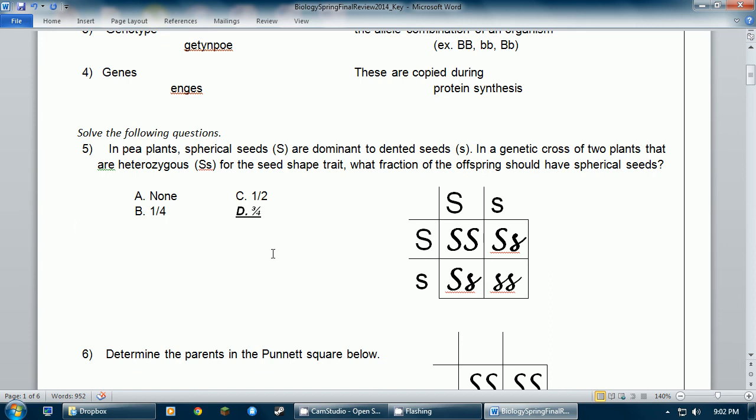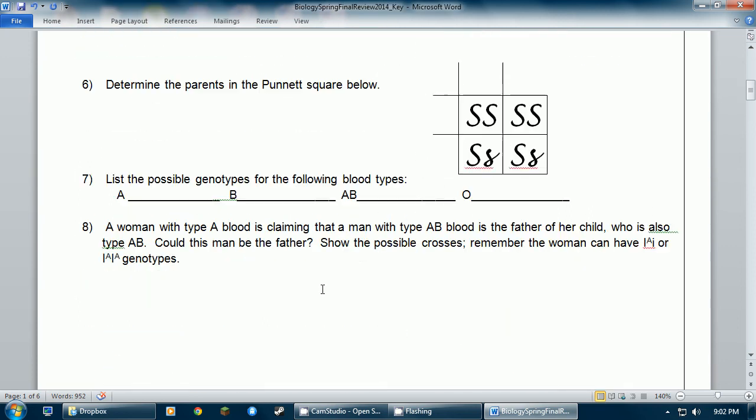Had I asked what fraction would be heterozygous, for example, that would be 1/2, from this one and this one. But I asked spherical seeds only.